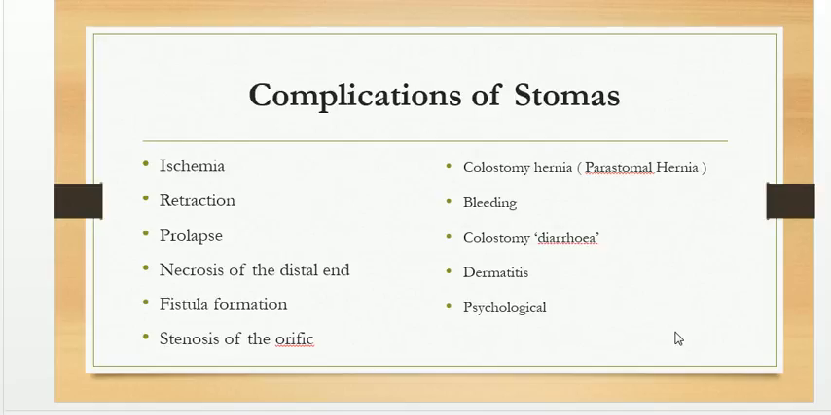Stomas can bleed. A lot of bleeding can occur from the stoma due to erosions, so bleeding is another complication. Colostomy diarrhea is one complication of stoma. We label it when there is diarrhea in this patient, especially with colostomy. So we say that the patient is having colostomy diarrhea. Dermatitis, skin changes which occur around the stoma. So dermatitis and psychological complications. A patient who is having a stoma, obviously we have to reassure these patients because they are psychologically disturbed. They avoid going outside, they avoid different areas.